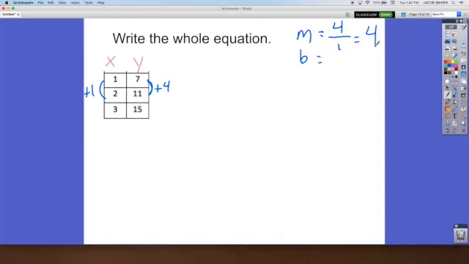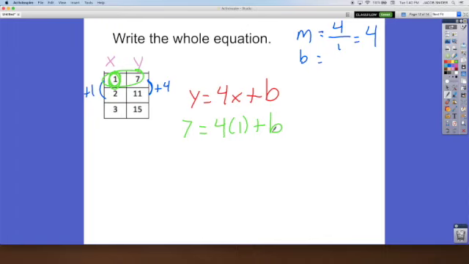Now let's rewrite our equation, because I know it's going to be y equals 4x plus b. Let's pick one point to plug into our equation. Usually I pick the smallest one because that makes my numbers easier to work with. So I'm going to pick this top one here. Here we go. So my y is now 7 equals 4 times, what's my x coordinate? 1, plus b.